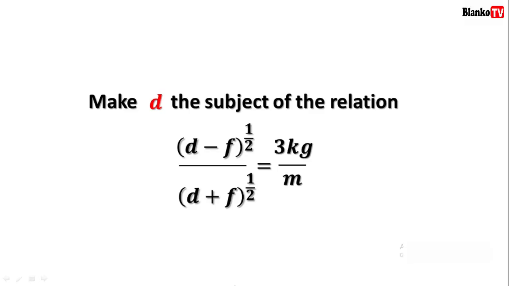Make d the subject of the relation. The square root of d minus f over the square root of d plus f equals 3 kg over m.